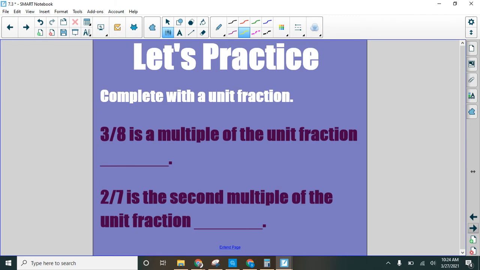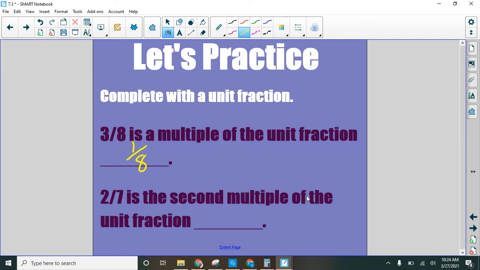Pretty nice, right? Okay, and what we're seeing here today is lots of different ways to represent something similar. So 3/8 is a multiple of the unit fraction. So what are we going to count by if we say 3/8? Well, we're going to count by 1/8, right? 1/8, 2/8, 3/8. So 3/8 is a multiple of 1/8. See, we're going backwards here.